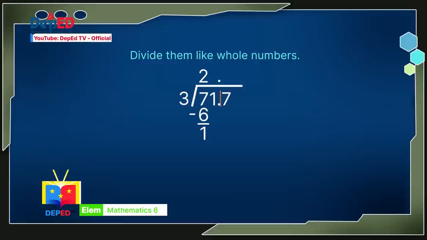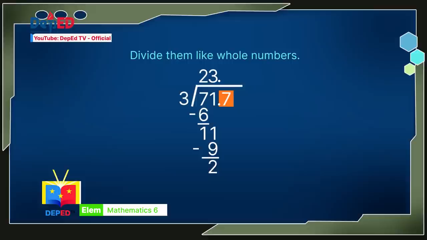Next, divide once again. 11 divided by 3 equals 3. 3 times 3 is equal to 9. 11 minus 9 is 2. Bring down 7 and annex it to 2 to get 27.